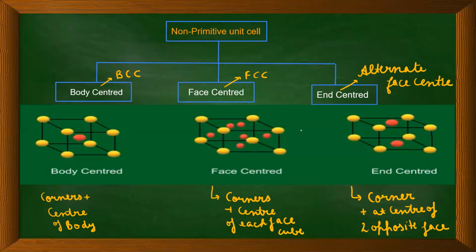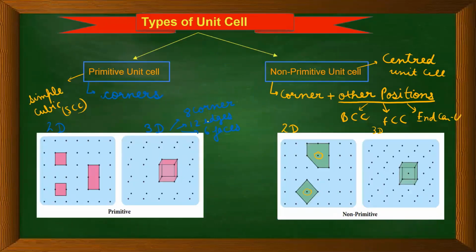So in short, we can say that in the primitive unit cell the particles are present at only the corners, and the other name for the primitive unit cell is the simple cubic unit cell, whereas in the case of non-primitive unit cell, particles are present at corners plus at some other positions, and that other position can be the body center for the body centered unit cell, and can be the center of each face of the cube. So it is face centered, and at the center of two opposite faces, so it is the end centered unit cell.